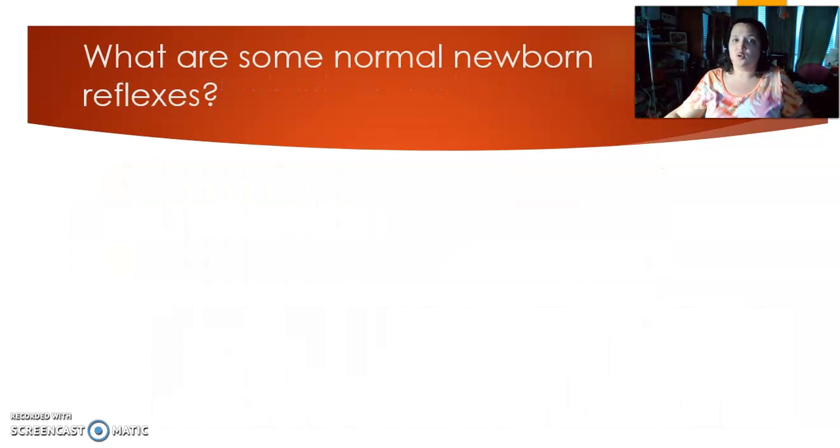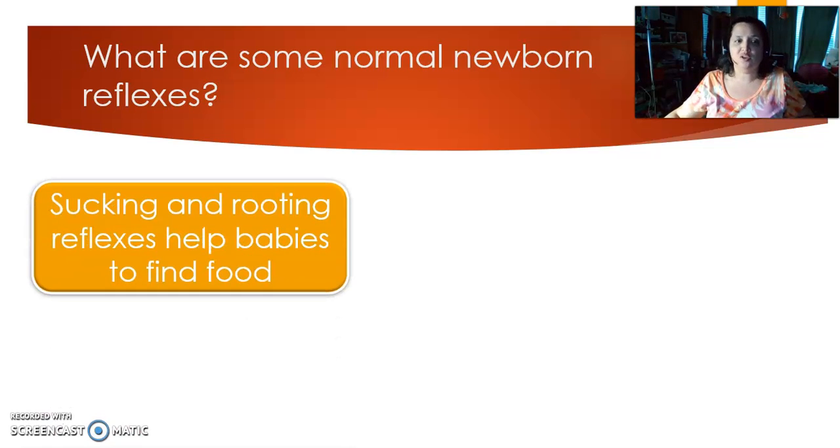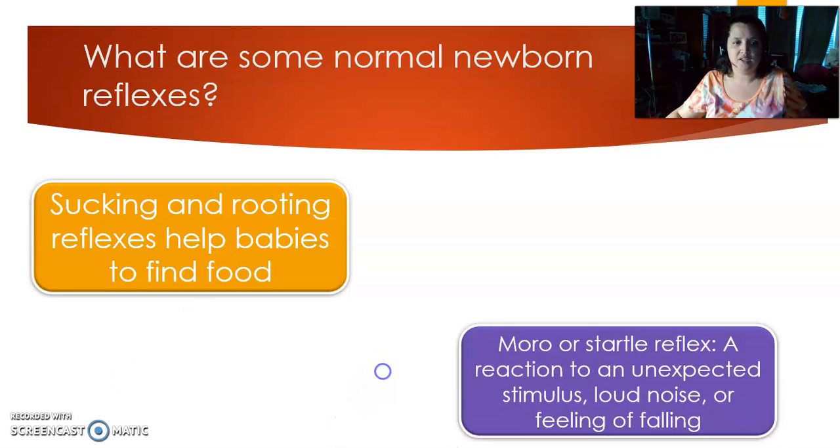So some normal newborn reflexes include the sucking and rooting reflexes. These are reflexes that help babies to find the food. If their cheek is touched, for example, they'll turn their face, or if something touches the palate of their mouth, they'll begin sucking because they are looking for something to eat.